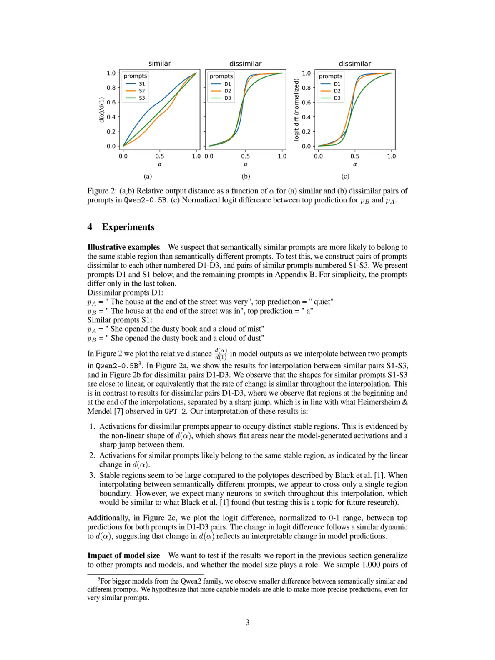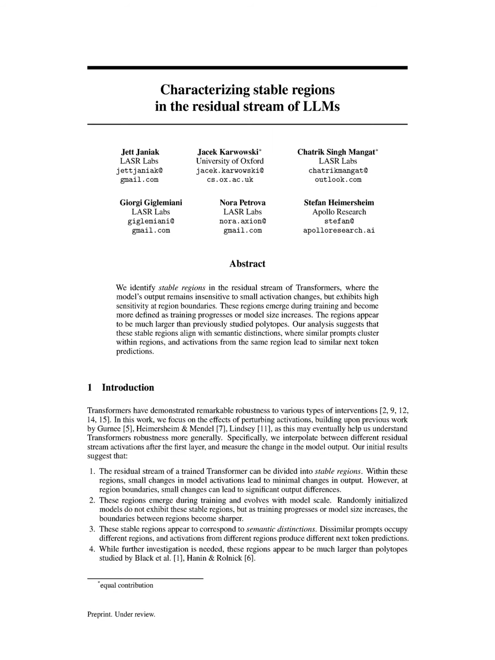By interpolating between different prompts, we demonstrate that semantically similar prompts tend to occupy the same stable region, while dissimilar prompts occupy distinct regions, which contributes to our understanding of the model's robustness. Our findings indicate that as training progresses and model size increases, these stable regions become more defined, suggesting that the model's robustness is linked to the emergence and refinement of these regions.